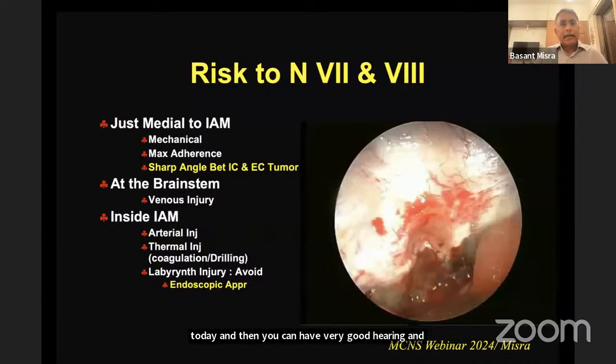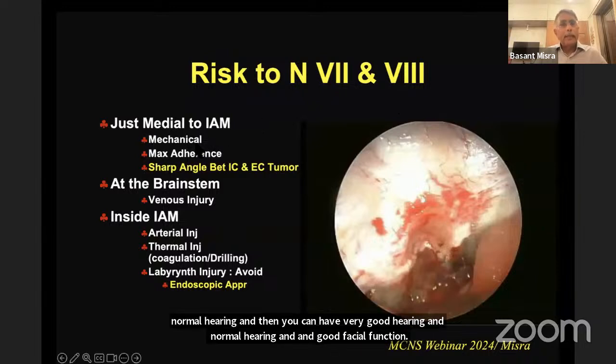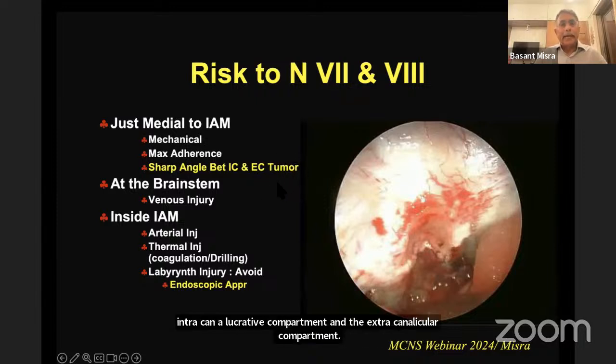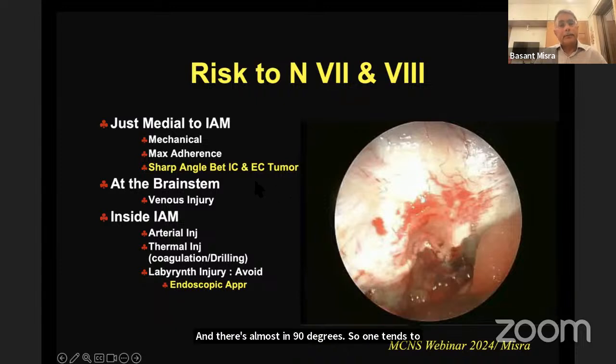Now, risks to the cranial nerve 7th and 8th, we all know. Just medial to the internal acoustic meatus, the mechanical adherence is significant. And what's not so emphasized, especially in large and giant tumors, is the sharp angle between the intracanalicular compartment and the extracanalicular compartment. There's almost a 90 degrees. So one tends to lose the plane. So one has to be aware of that and take precaution that you don't lose it.